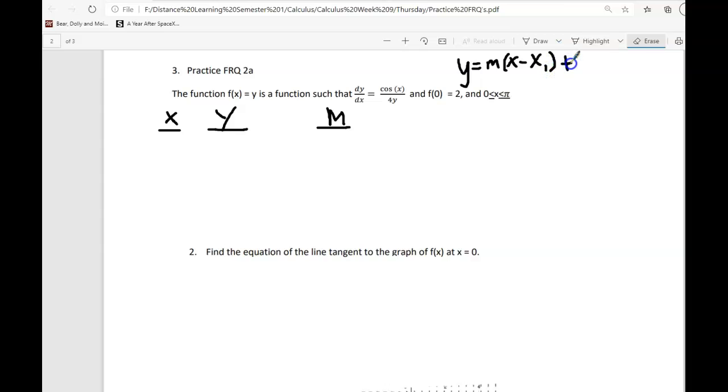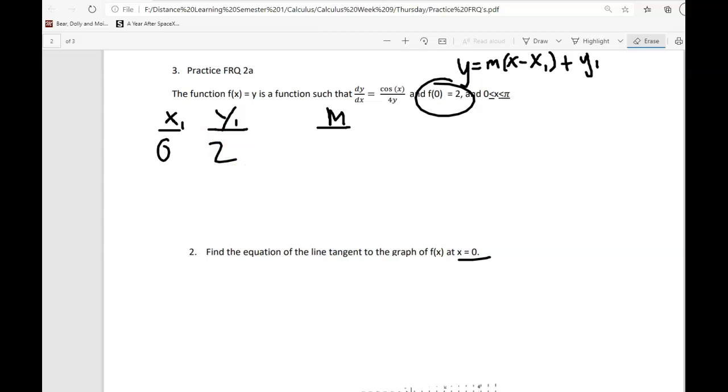Looks like this. Okay, and we're going to plug the x value that we have in for x1. We're going to plug the y value that they give us in for y1, and we're going to put the slope in where it says m. Okay, now they gave us the x value at 0, and you might be wondering, well, how do I find the y value? Well, they tell you it right here. The y value, when you plug in 0 for x, is 2.